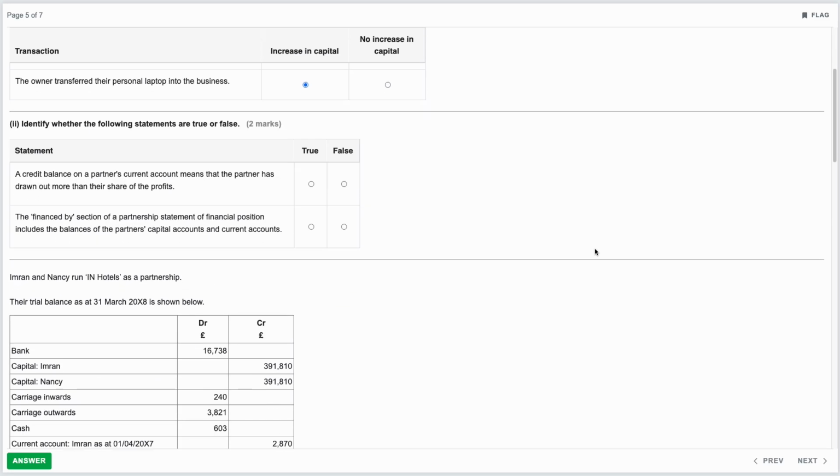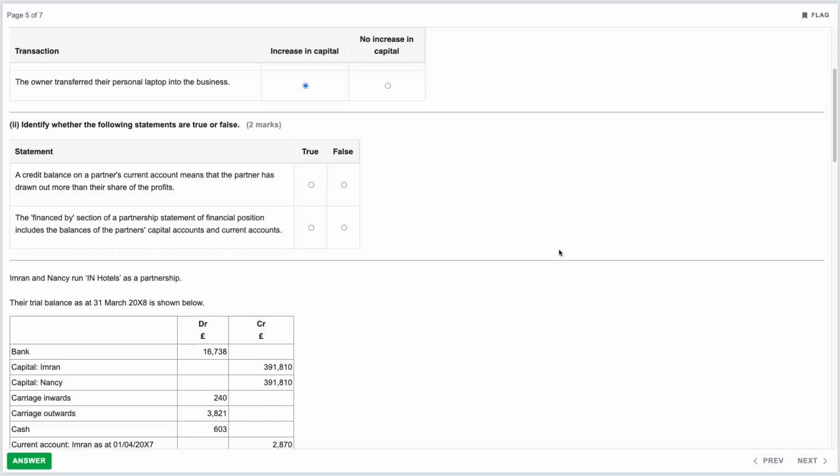Okay, moving now to part 2 then. Identify whether the following statements are true or false, so 1 mark for each. The first statement, a credit balance on a partner's current account, means that the partner has drawn out more than their share of the profits. This would be absolutely false.